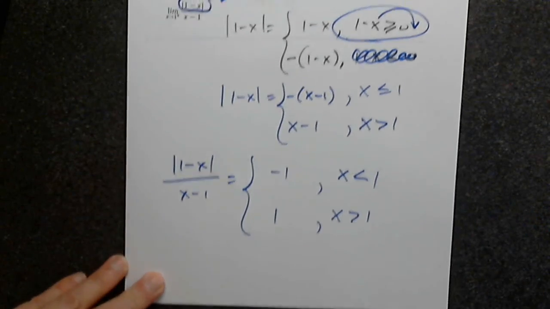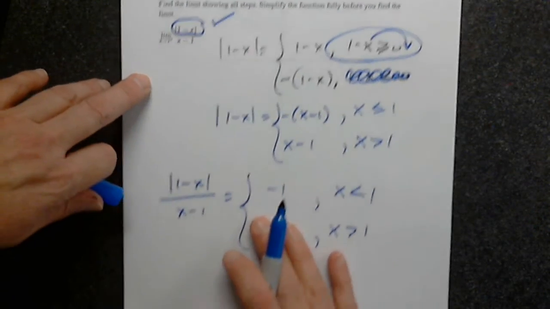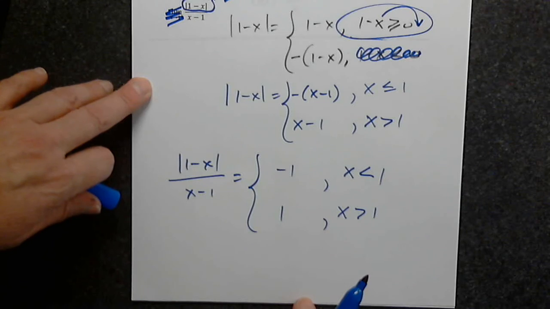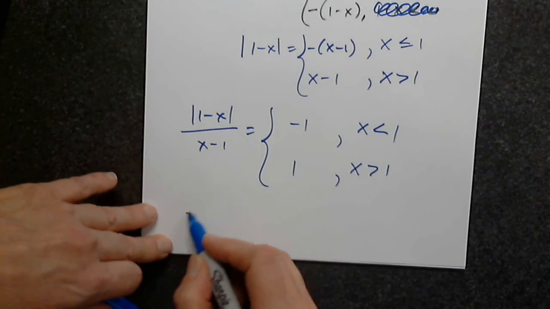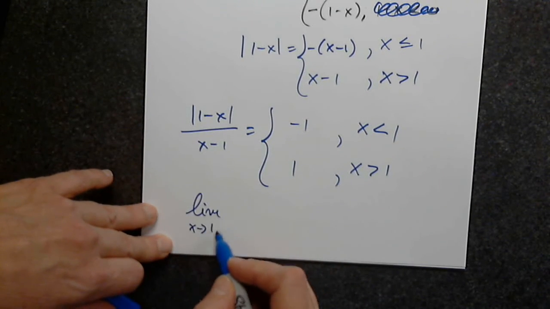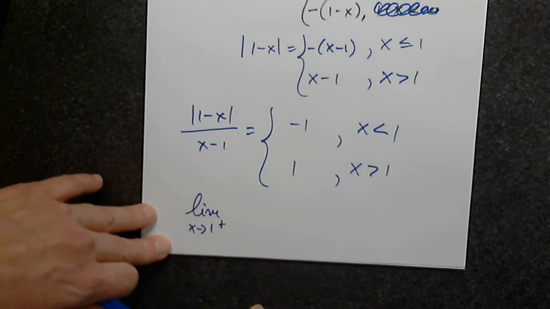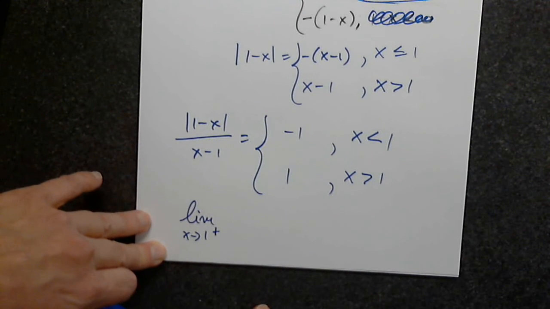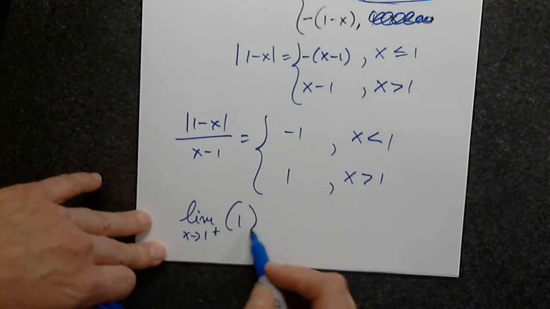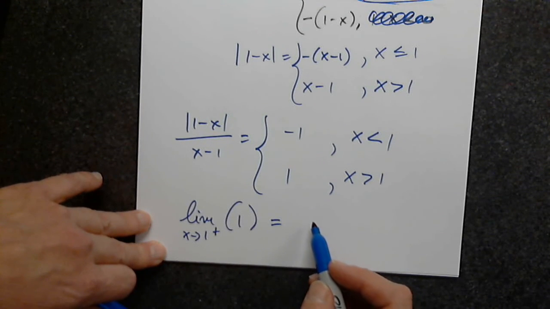Only now I can write the limit. I didn't even look at it. I don't even know what it says. I don't care. But now I will. Limit as x approaches 1 from the right. Which branch? Yes. And the answer is? 1.